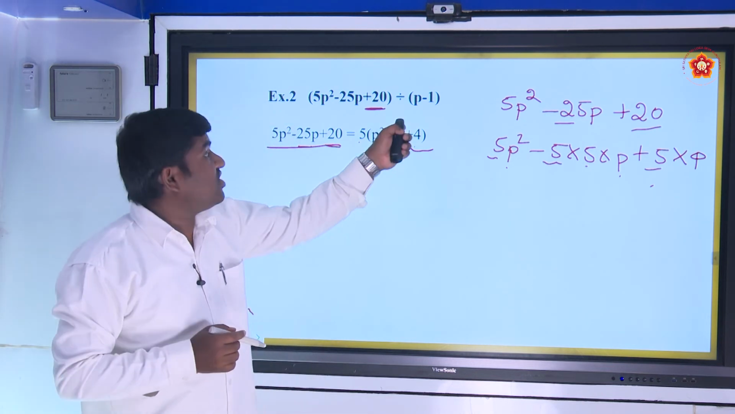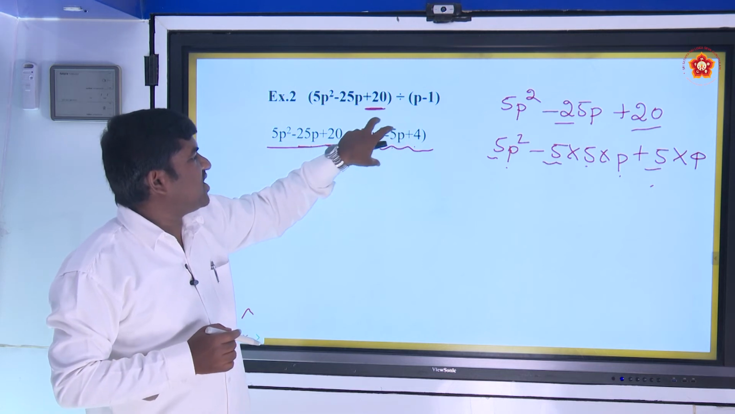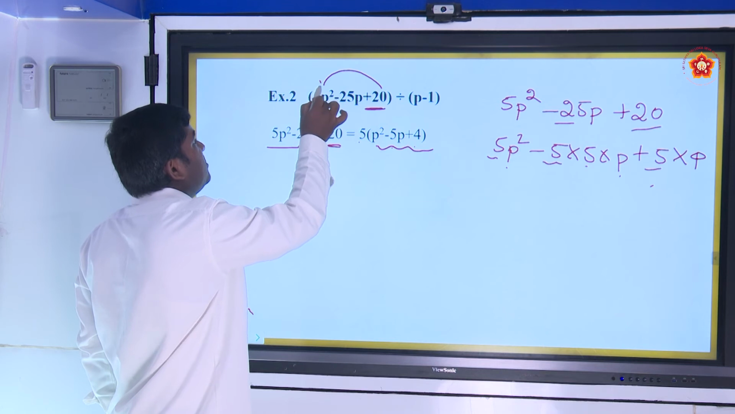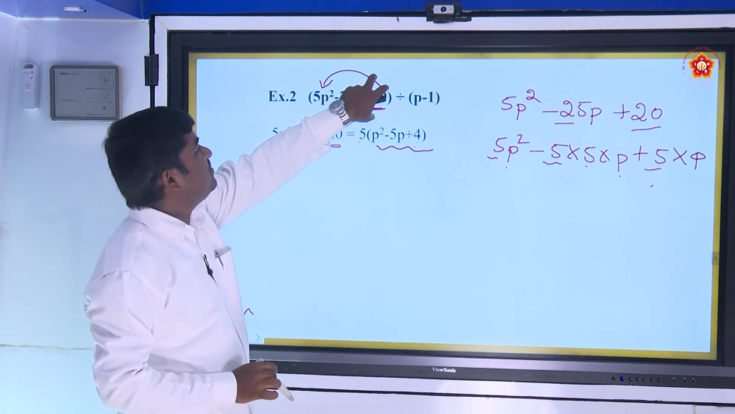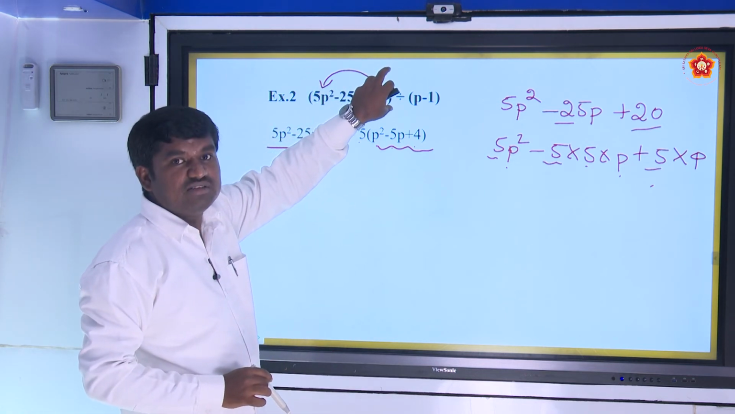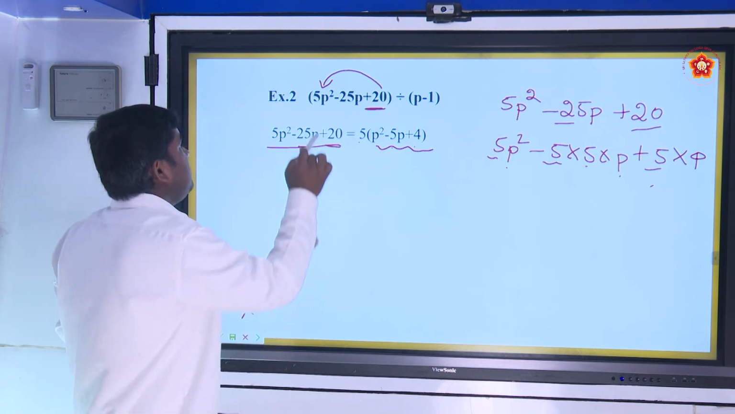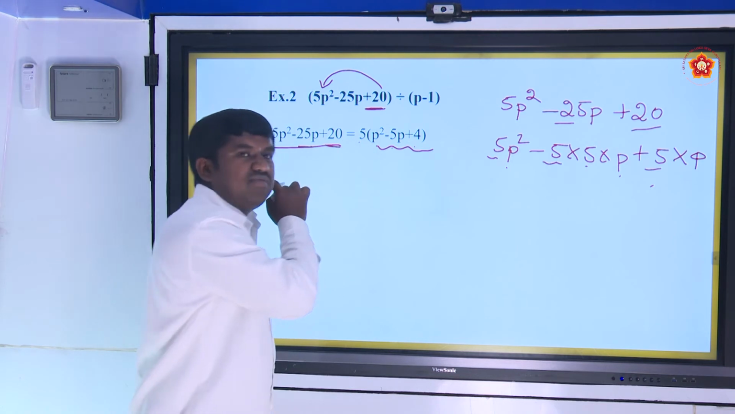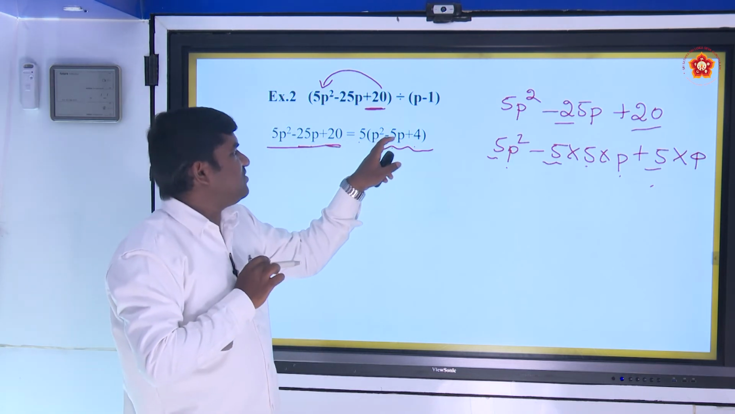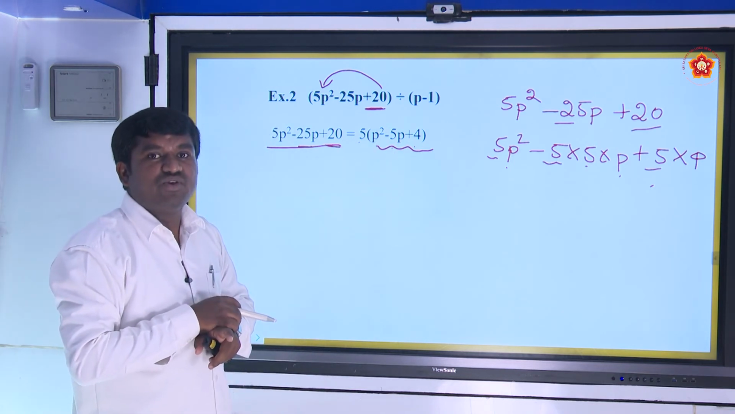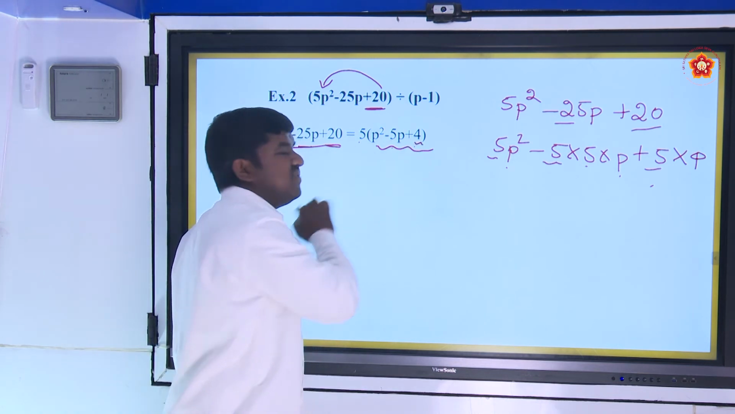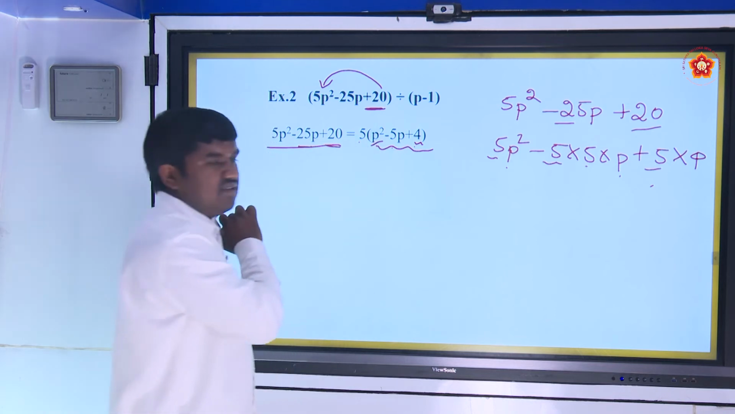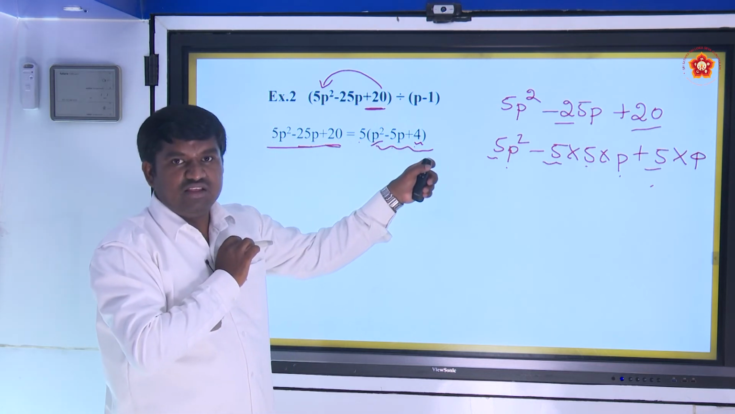Instead of taking the common factor, if you want, you can multiply 20 into 5, that is 100, meaning 100 is in this position. Then you can solve. But I took the common factor and simplified this as p square minus 5p plus 4. So 4 is a perfect square. Yes, but here p square minus 5p is also there.